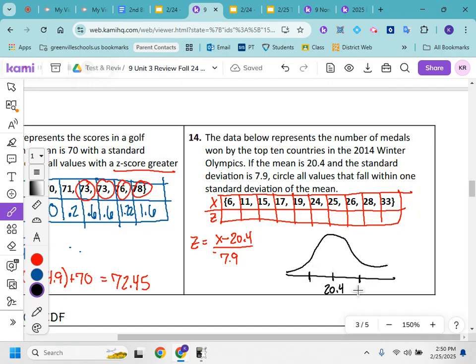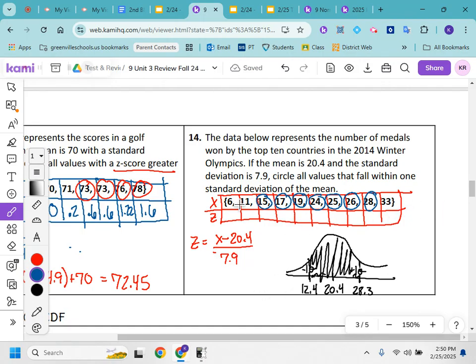So add 7.9, I'd get 28.3. Subtract 7.9, I get 12.4. So as long as it's in between these two values, we're looking for answers in between here, within 1 standard deviation away. So 11's outside of that, and 28.3. 33 would be out of that. So that's all of these answers. So everything but 6, 11, and 33.